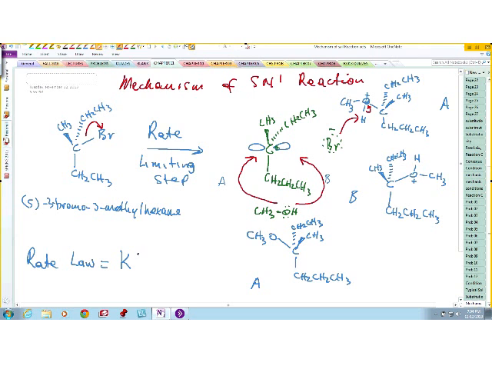Would this rate law depend on the presence of the nucleophile? Will it depend on the nucleophile? No. Because there is no nucleophile here. At this point, the nucleophile is not important. So the rate law depends only on the concentration of the substrate. So if we want this reaction to go, what we need to do is to increase the concentration of the substrate. Because if you increase the concentration of the nucleophile, it doesn't affect it.